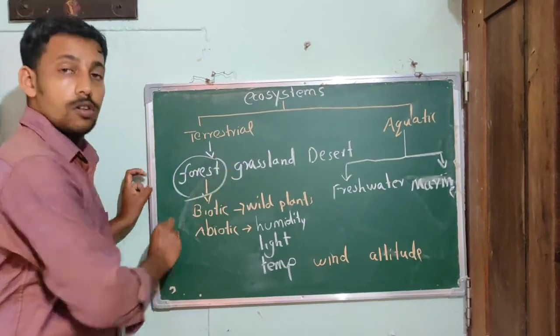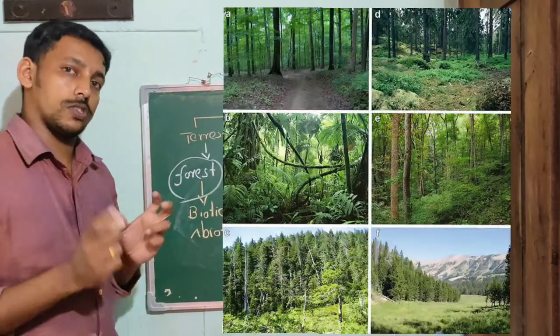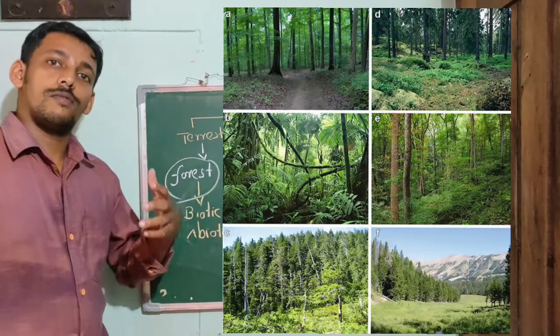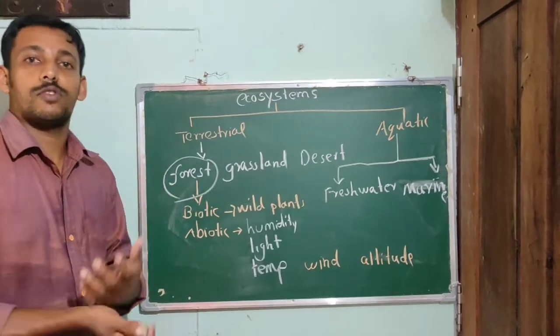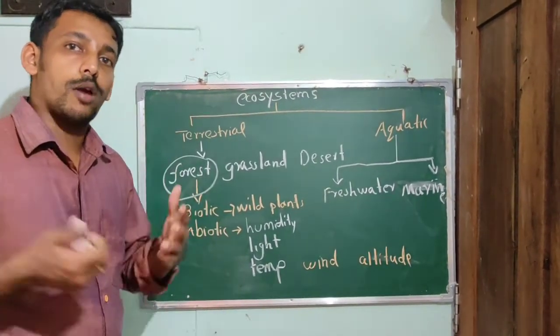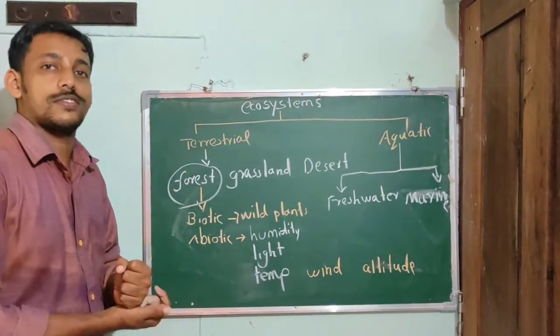So here we can study the forest ecosystem. So what can we see in the forest? We can see that there are biotic and abiotic components, and there is an interaction between these biotic and abiotic components.